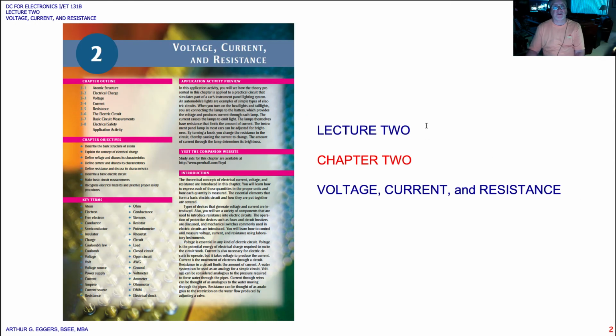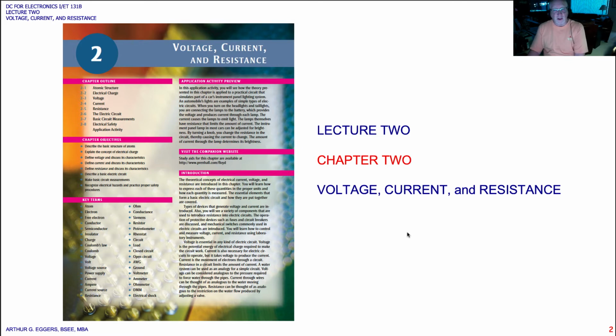Okay, let's roll on to the next section here. In section 2, we start looking at the basics, the foundation of what this course is going to be all about: voltage, current, and resistance. And in doing so, they become the building blocks of everything that we're going to do for the rest of the semester.